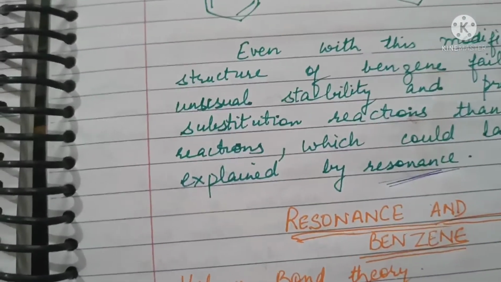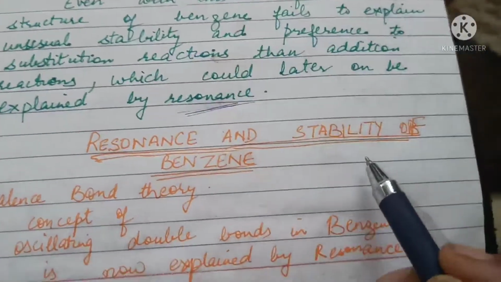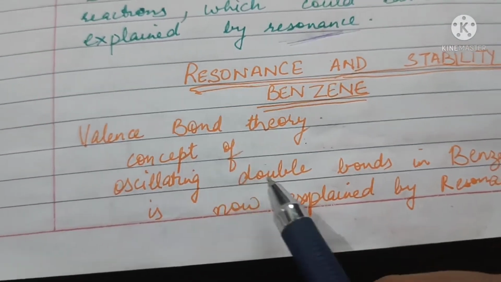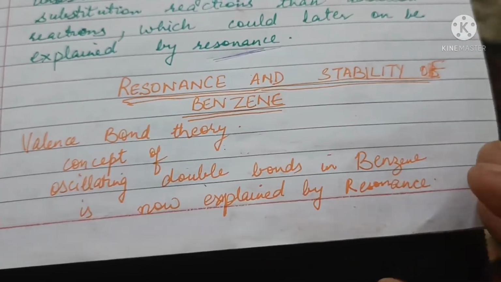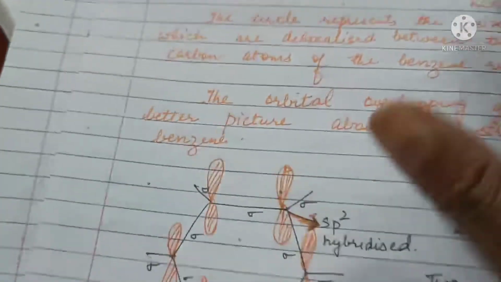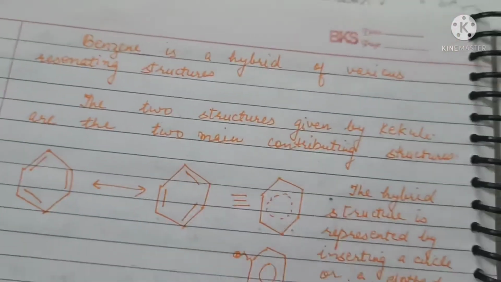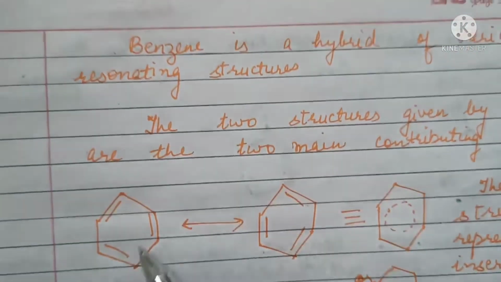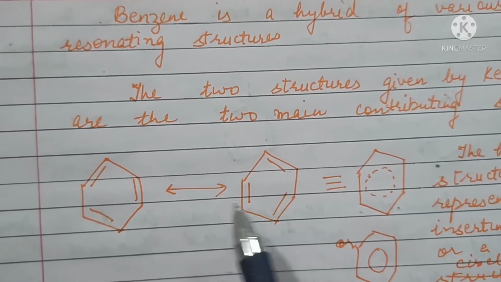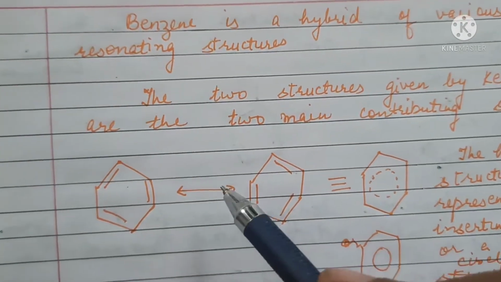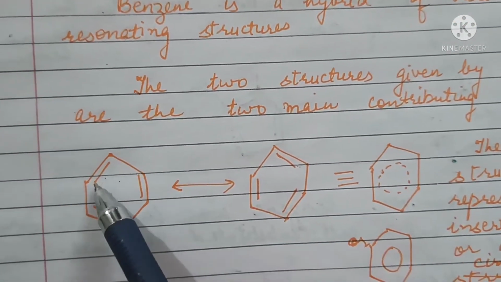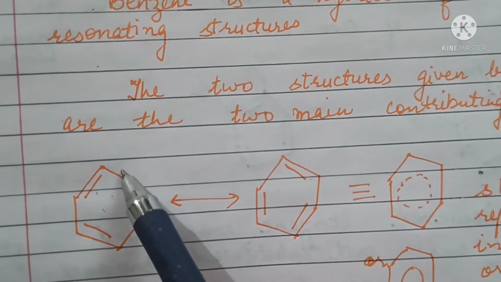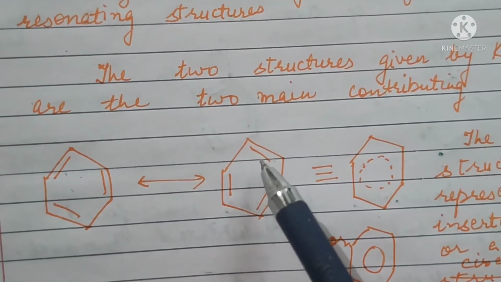So let us take the help of resonance and discuss the stability of benzene. According to valence bond theory, we can now explain the concept of oscillating double bonds in benzene. This is explained by resonance. Benzene is a hybrid of various resonating structures, of which 2 are the major structures which contribute most to the resonance. One has double bonds in these positions, and the other one in the next positions.